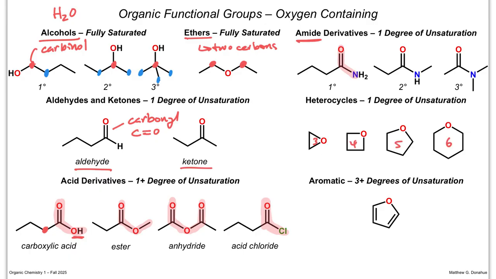So there's different ring sizes. So you can have 3-membered ring ethers. Does anyone know a common name for that functional group? Epoxide or epoxy. So those are pretty common.